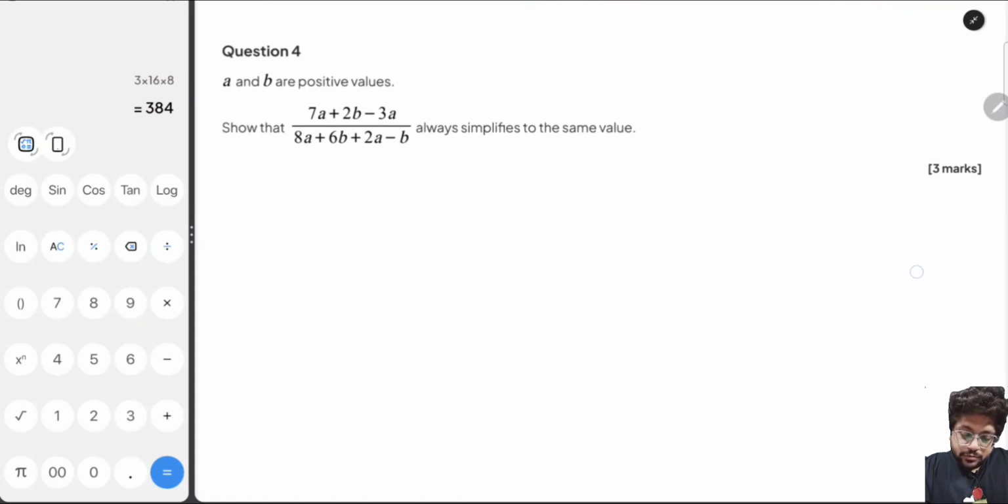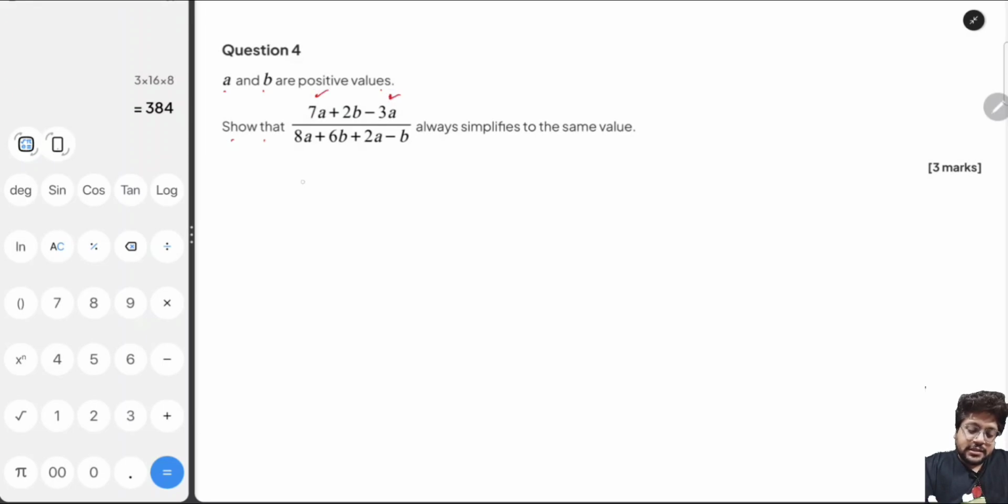Clear? Oh my god, this is also exactly the same kind of question which is there in paper 2. They are saying a and b are positive values, and show that this fraction always simplifies to the same value. That means simplify this fraction and get a value which doesn't depend on the value of a and b. Whatever the value of a and b, this always simplifies to the same value, because it does not depend on a and b. So let's see how you can do it.